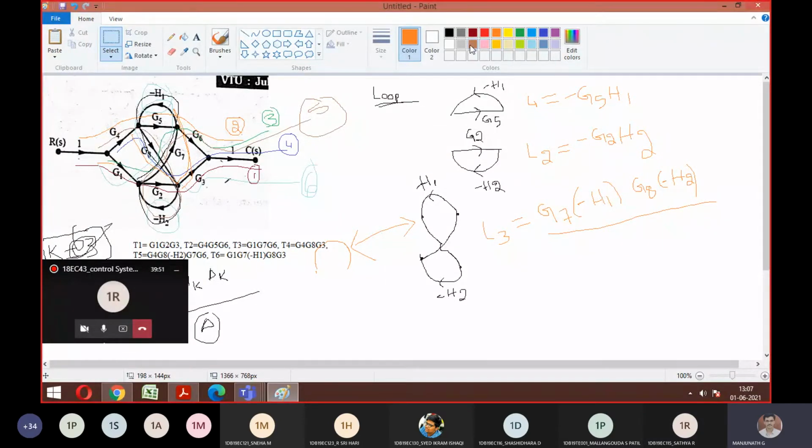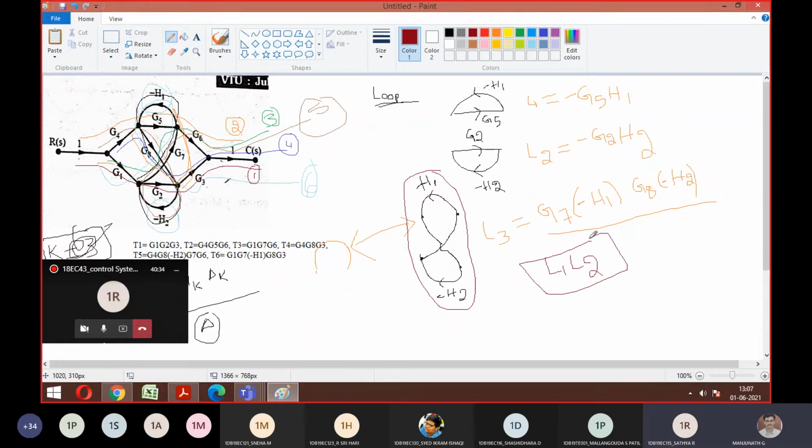Compare these and tell me how many non-touching loops you have. How many non-touching loops out of L1, L2, L3? L1 and L2. Good. Agree everyone? You can look at the diagram here. L1 is this path, that is G5 minus H1, and L2 is here. So there is no connection between this and this. But the loop we traced just now, if we consider this, is it touching both the loops? Yes, sir. So that's why we can conclude that L1 and L2 are the 2 non-touching loops. Do we get any 3 non-touching loops here?